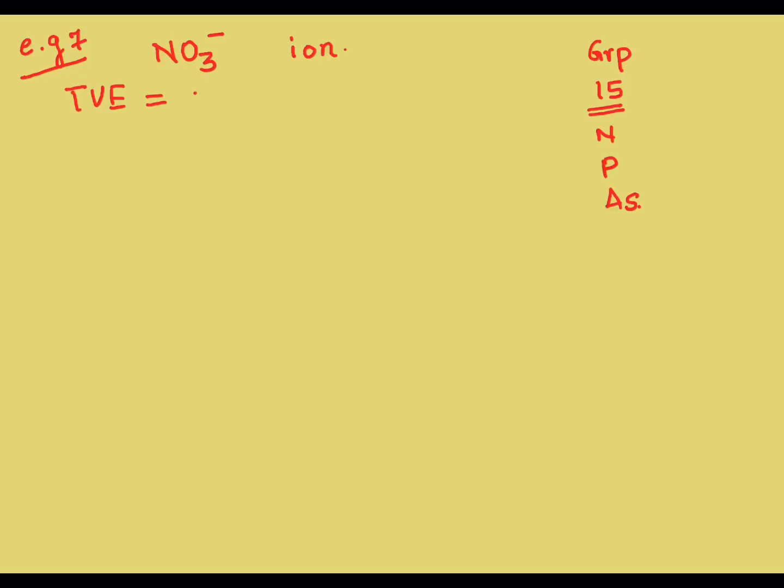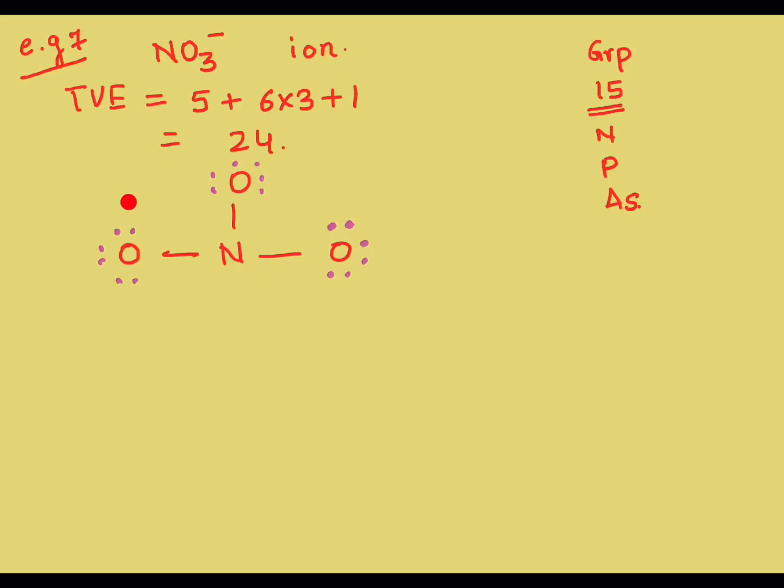Total valence electrons, let's come back to it. 5 plus 6 times 3 plus 1, we get 24. The central atom would be nitrogen. O, O, O. The next step we do is dot, dot, dot, dot, dot, dot. 6, 6, done. Okay, electrons distributed. Have we spread out all the electrons? Let's see. 8 times 3 is 24.